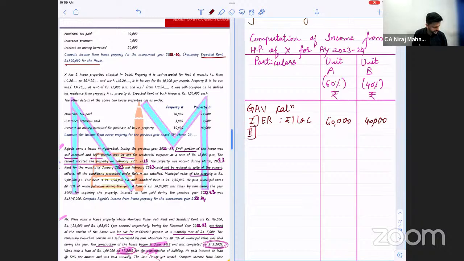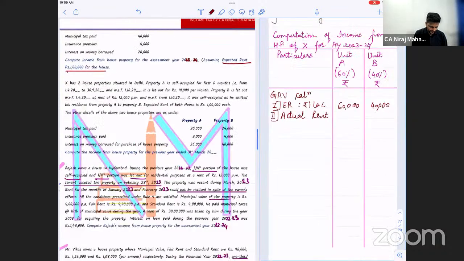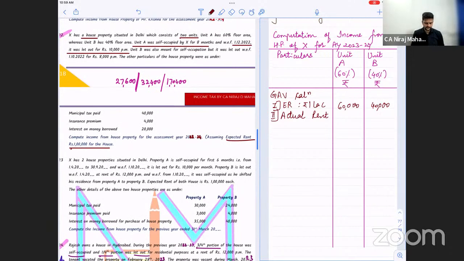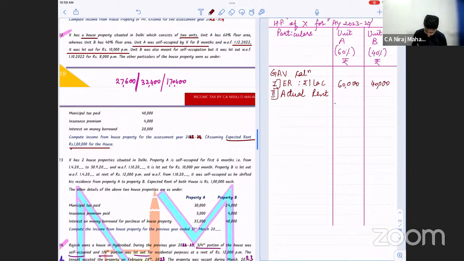Step 2, actual rent. Unit A, how much? Unit A, 10,000 per month for 8 months. No, not 8 months. 8 months is SOP. So from December till March, 4 months, 10,000. Khushbu and Mansi, your answers are correct. I just forgot to tell you. Unit B, 8,000, from October for 6 months. Correct? At 8,000. 48.